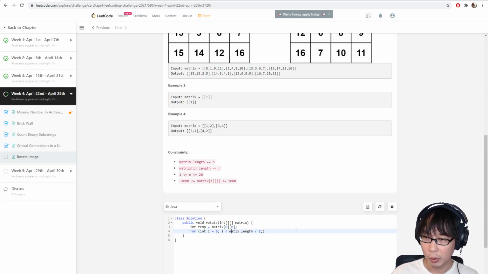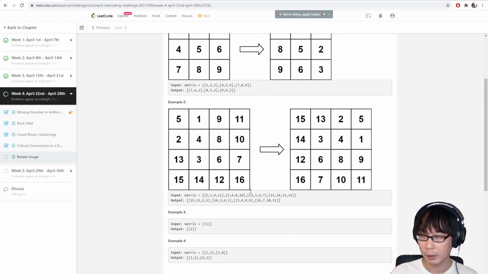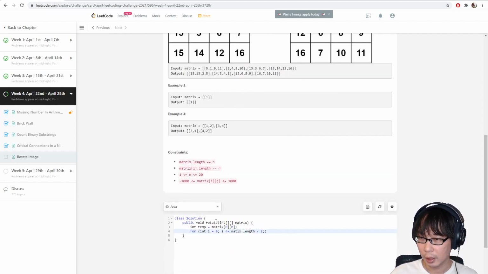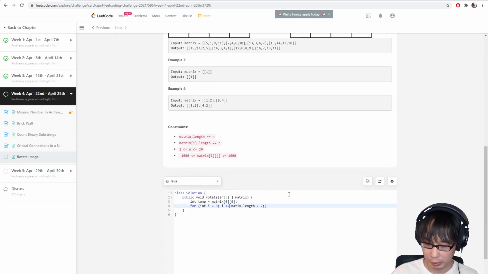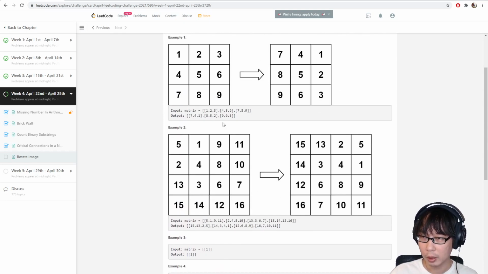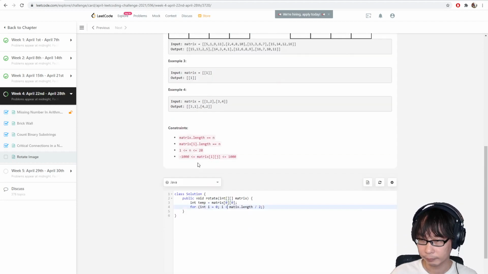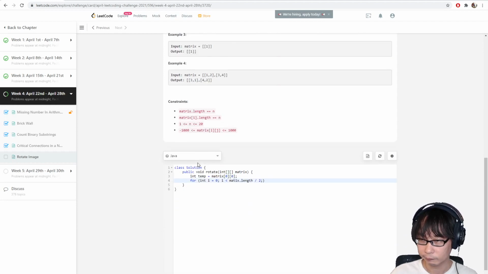Do I need smaller or equal, right? For example, for this one, I need to do it twice. I do not have to be equal, because this is 0, this is 1, and we should stop. Okay, good. Increment i.